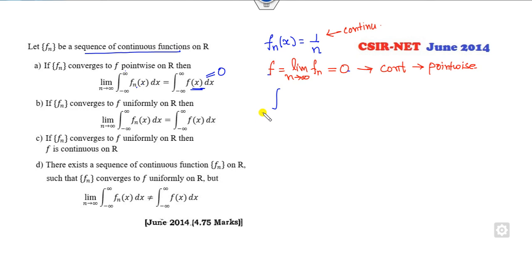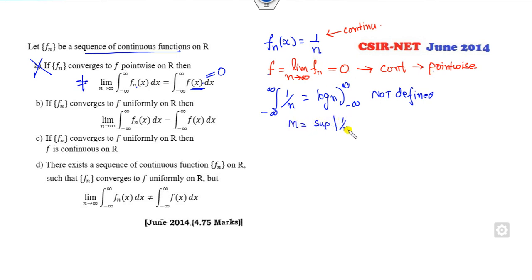What is the left hand side? Limit as n goes to infinity of this, what is that? Log of n is not defined. If it is not defined but the right hand side is 0, it means this must be not equal, so this option is cancelled out. Again, 1 by n is pointwise convergent. It is a sequence. If you define this as here, it clearly goes to 0, so it is uniformly convergent as well. But again this result does not hold. Again the same example. C option: Fn converges to f uniformly. So what is the meaning of that?